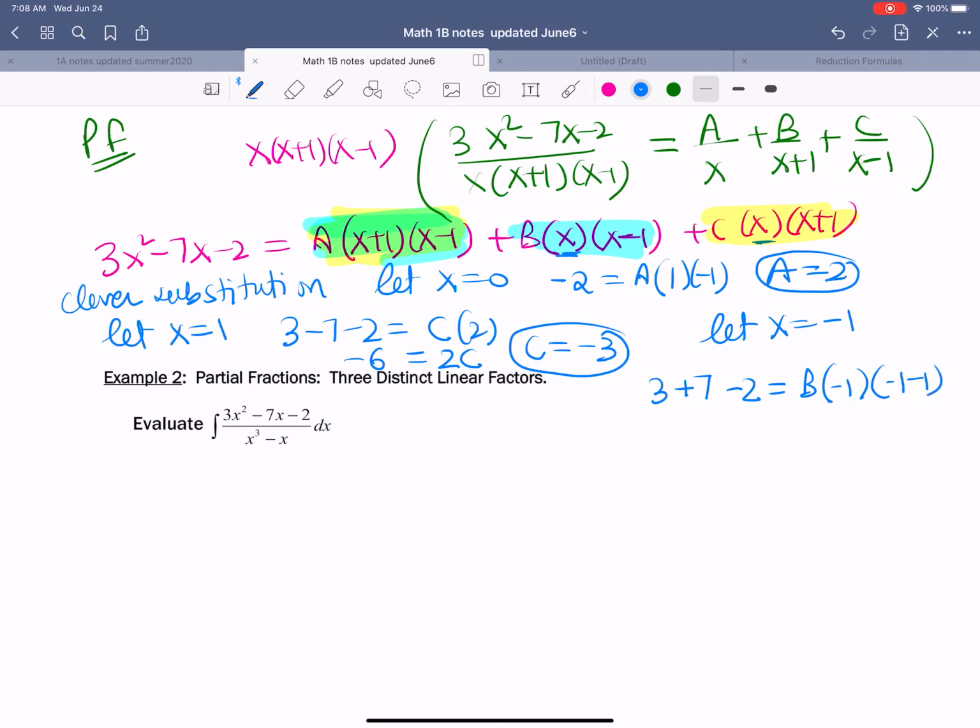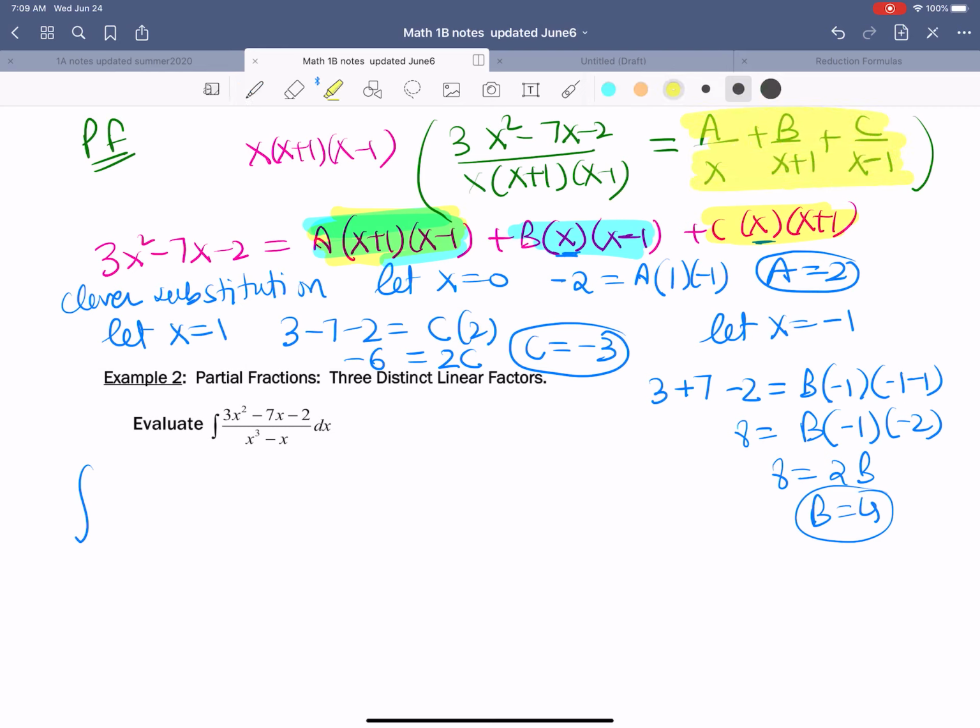Okay. 3 plus 7 is 10. 10 minus 2 is 8. B times negative 1 times negative 2. 8 is equal to 2b. B comes out to be 4. We are ready to break our integral into partial fractions. So plug a, b, and c back in here.